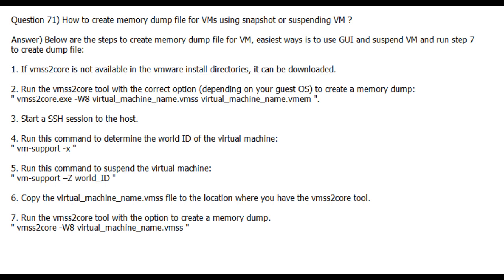3. Start an SSH session to the host. 4. Run this command to determine the world ID of the virtual machine: vm-support -x. 5. Run this command to suspend the virtual machine: vm-support -Z world ID. 6. Copy the virtual machine name.vmss file to the location where you have the vmss2core tool. 7. Run the vmss2core tool with the option to create a memory dump: vmss2core -W8 virtual machine name.vmss.